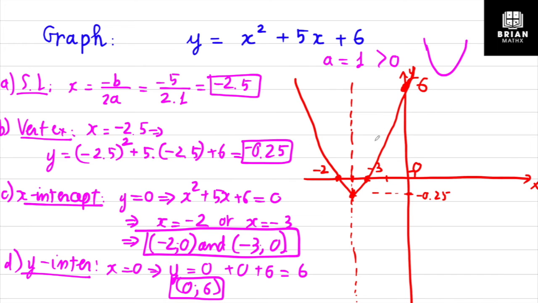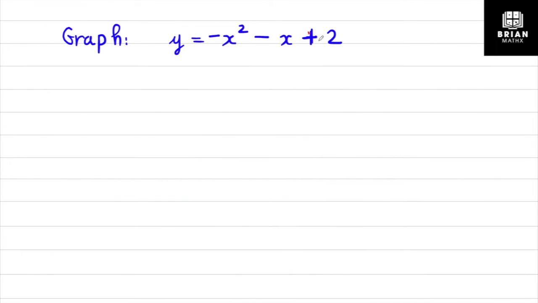This is the graph of x squared plus 5x plus 6 through 4 steps. The last example for this video is negative x squared, negative x plus 2. The value of a here is negative 1, less than 0, so this is the sad face, and concave down is this form of graph.